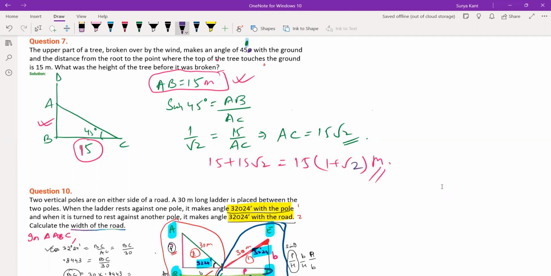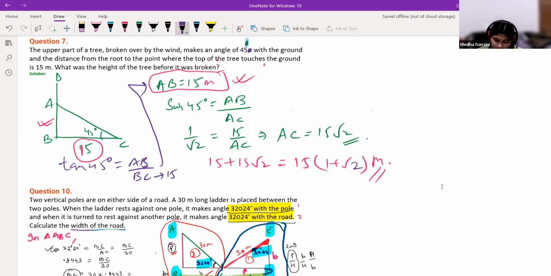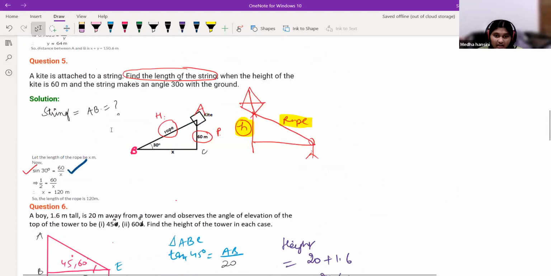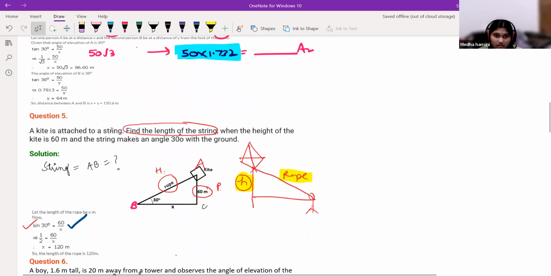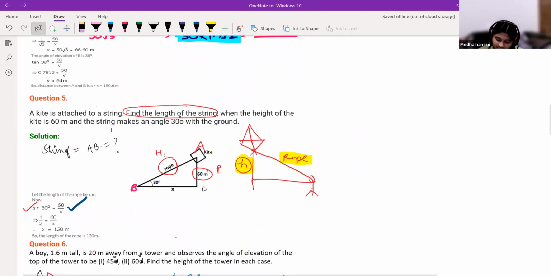Hansini, what we are doing, try to understand. Tan 45 we are using first. Tan 45 is AB by BC, Hansini. BC is already given as 15 and tan 45 is 1. If you solve, you'll get AB is equal to 15 only, okay? So tan 45 we have to use, then only get the answer for AB. Then we have to move further. Understood, Hansini? Yes, sir. But I directly took sine 45, sir, so I didn't get the answer.